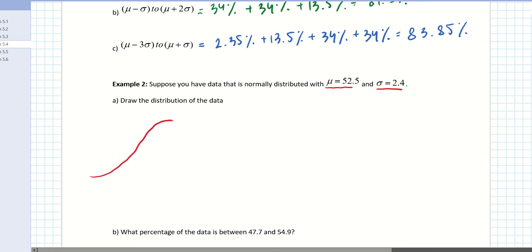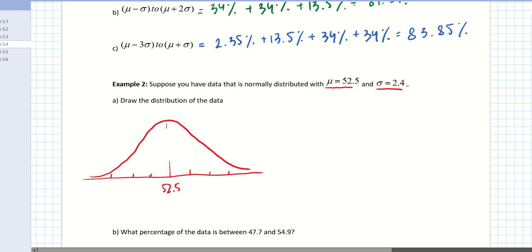So roughly it's gonna look like this. So we're gonna have our curve. So right in the middle, this is gonna be our mean, which is gonna be 52.5. Okay, so we're gonna split this into 3 standard deviations like before. We're gonna do plus 1 standard deviation, plus 2, plus 3 standard deviations. And the same thing on the left side. So minus 1, minus 2, minus 3.